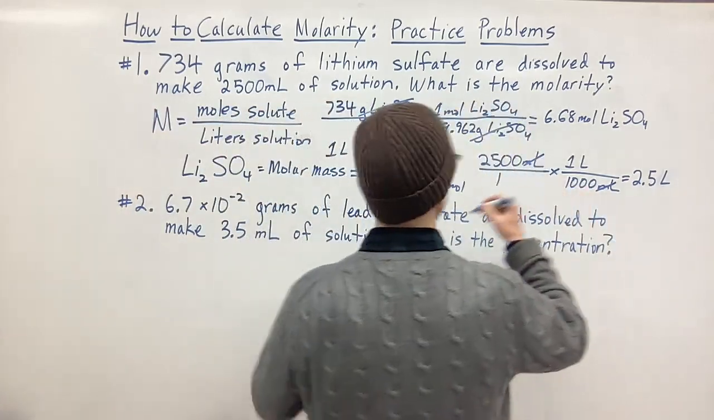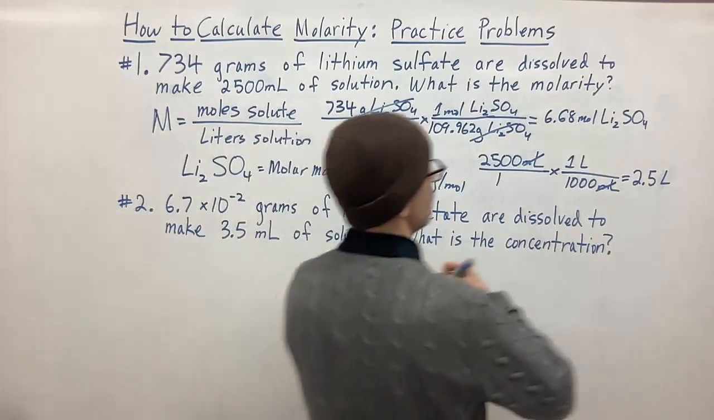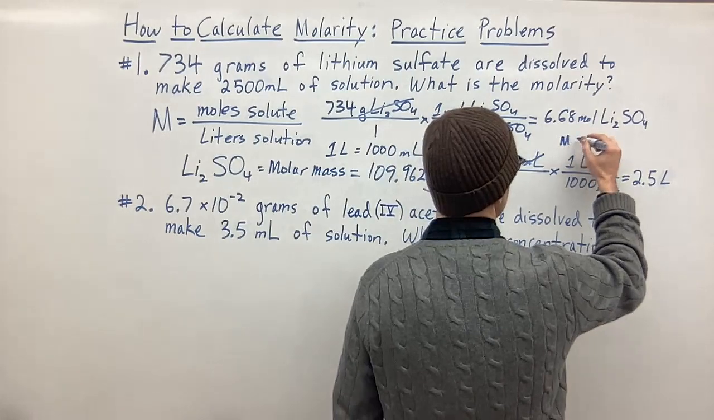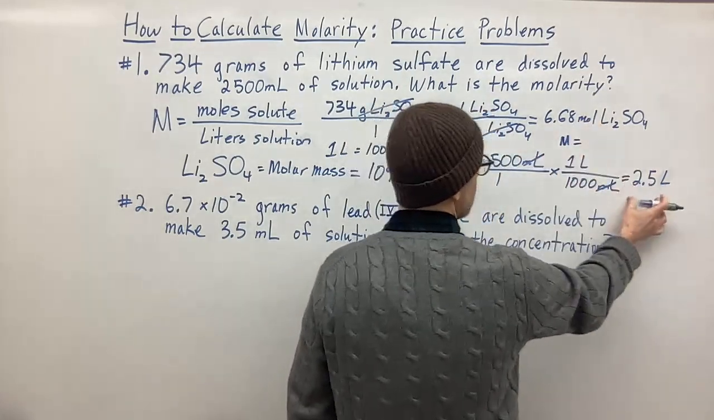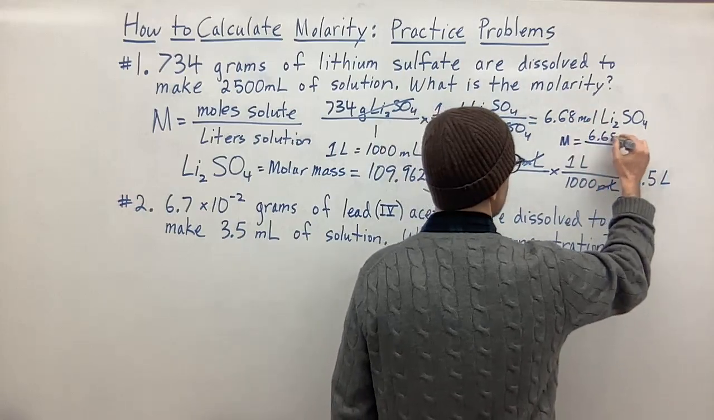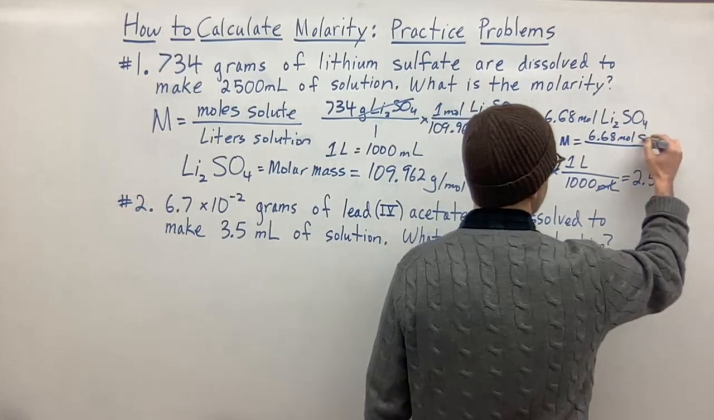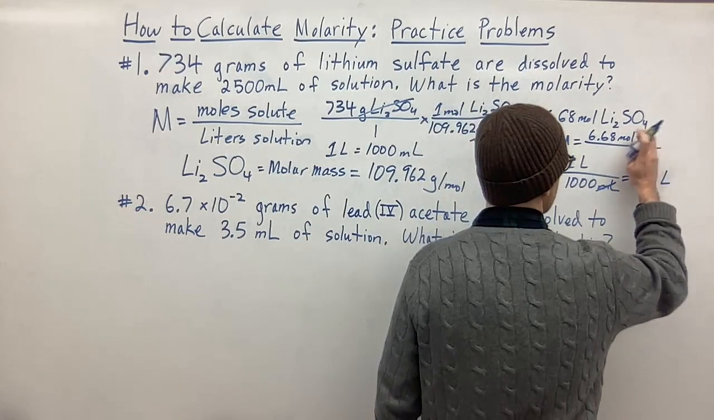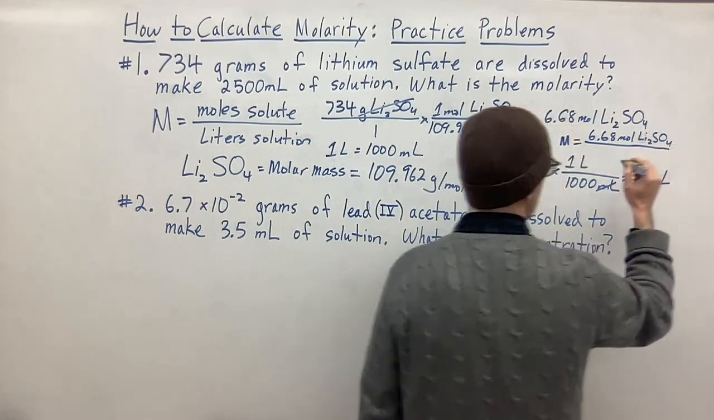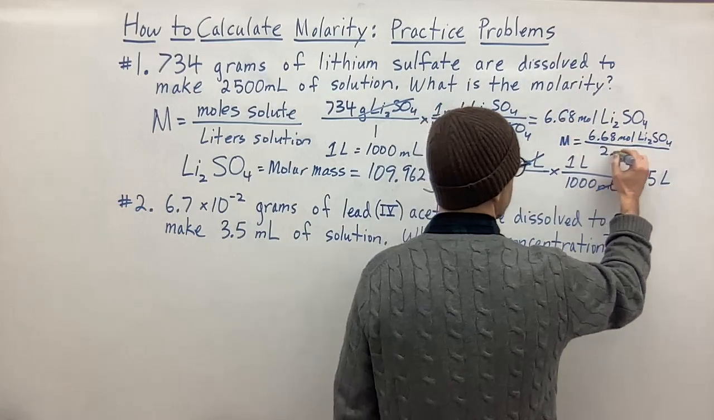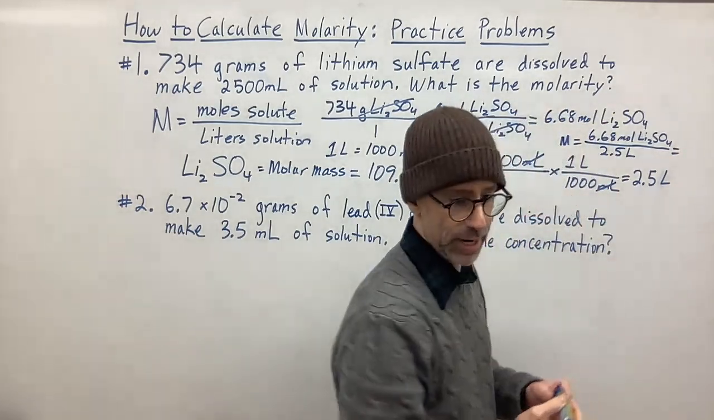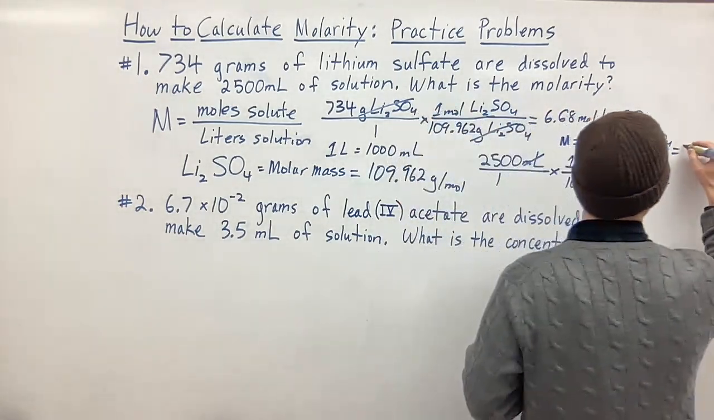So in this case, molarity, I have my moles, I have my liters. Let's divide them. So it's going to be moles of solute, 6.68 moles of my Li2SO4, my lithium sulfate, divided by 2.5 liters. And I get, what's my answer? 2.67 molar.